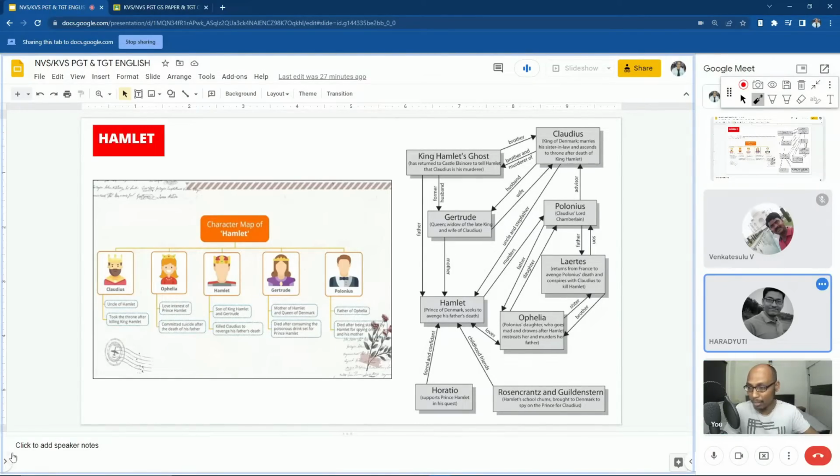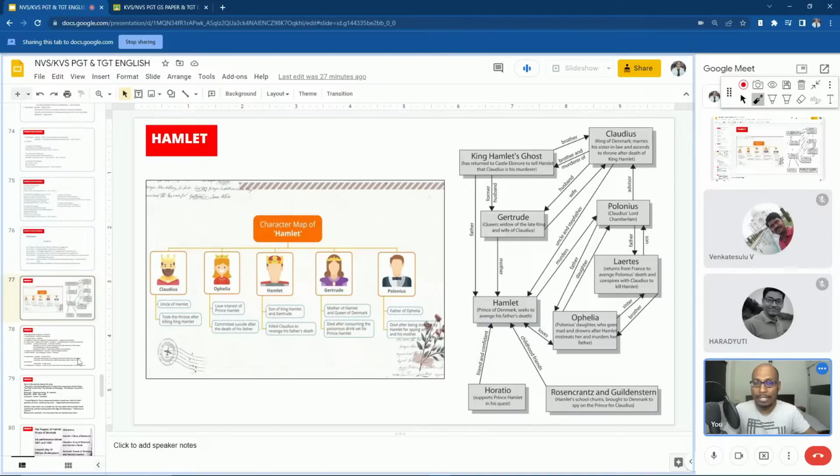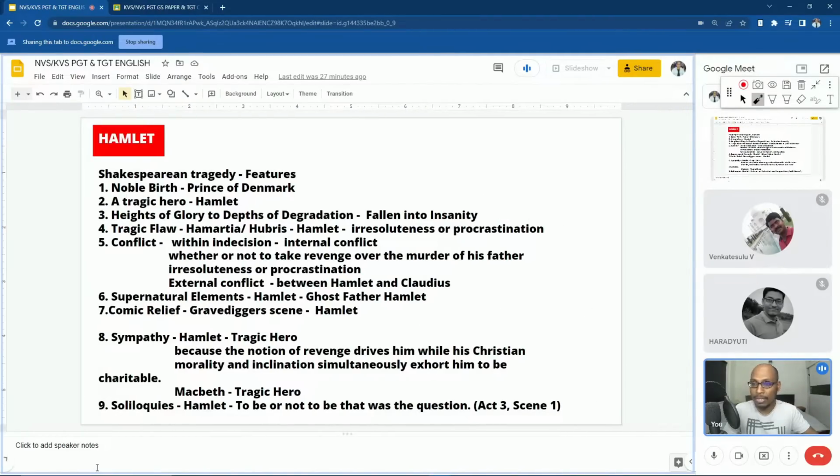Okay, sir. We'll go into the story in detail, right? Yes, sir. Let us go to the next slide. Venkatesh sir, is it now clear, the characters of the Hamlet story? Yes, sir. It's clear.